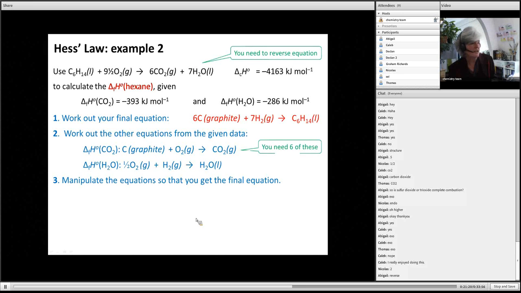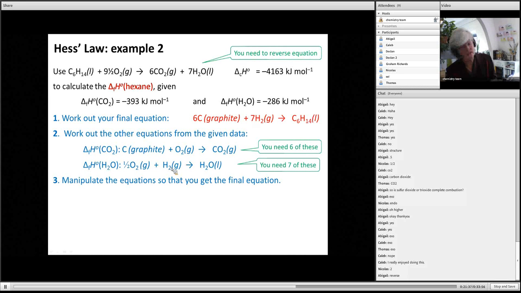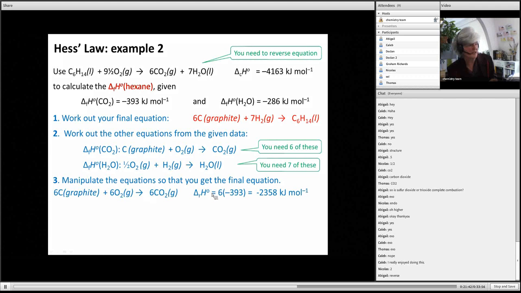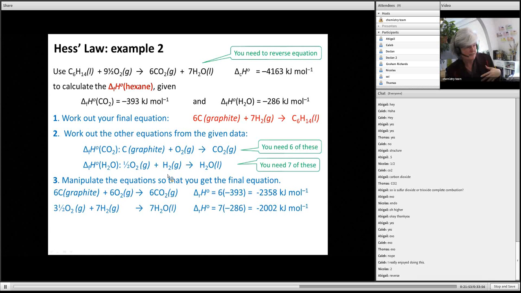So we basically say we need 6 of those, we need to reverse that one. The 6 is because I need 6 carbons, and this is the only equation that gives me carbon. And for this one, we need 7 of these because I need 7 H2s, and this is the only equation that gives me H2. So starting off with that, I've put it down here, and here's my 6 times that value that we were given. Okay, then this one, if I put it down here, keeping my arrows aligned, it's 7 times that value. Okay, always show your working.